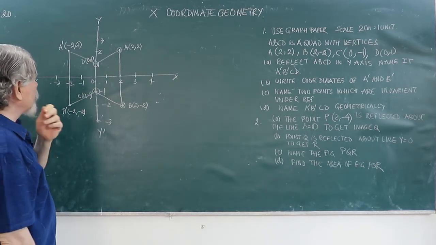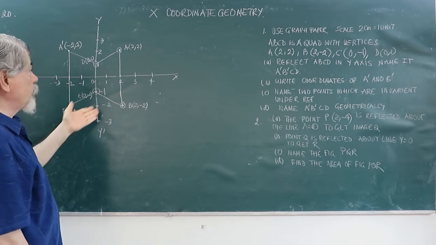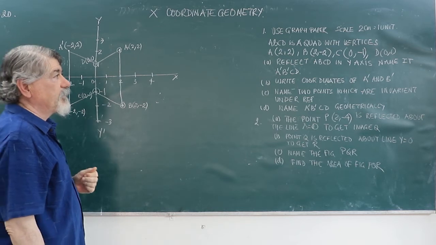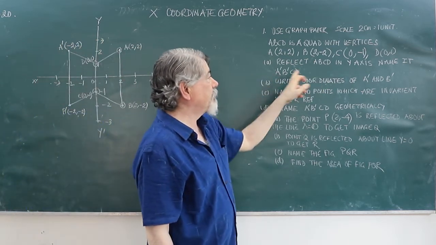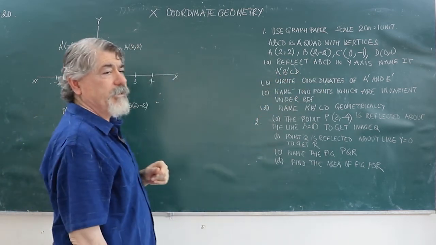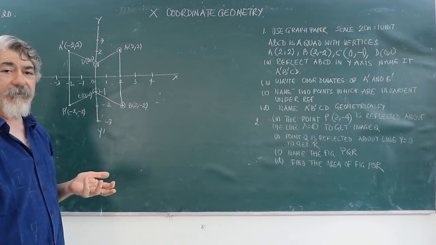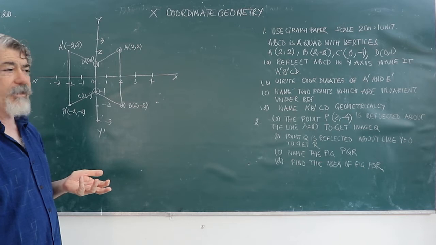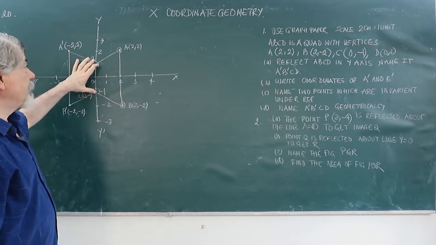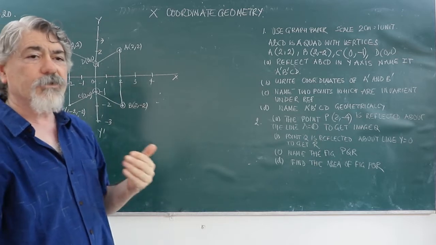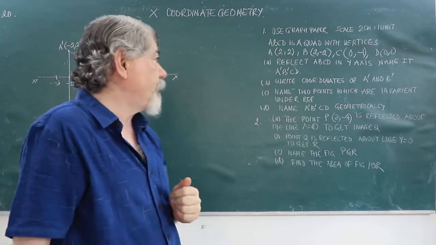Now look at the figure. We have got this whole figure. It looks like a butterfly actually. But he says reflect ABCD in y-axis. Name it A dash, B dash, C and D. C and D are not changing because they are invariant points. They are being reflected on the same line where they are lying. So obviously they will be invariant points.